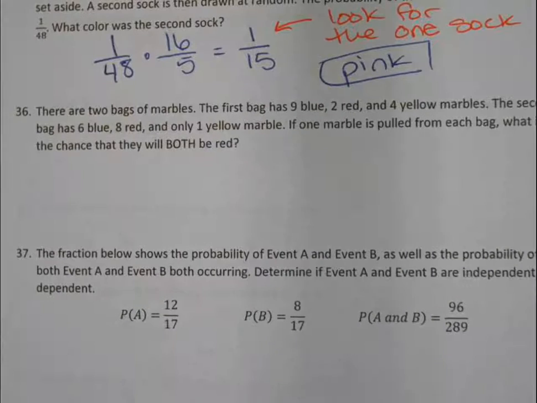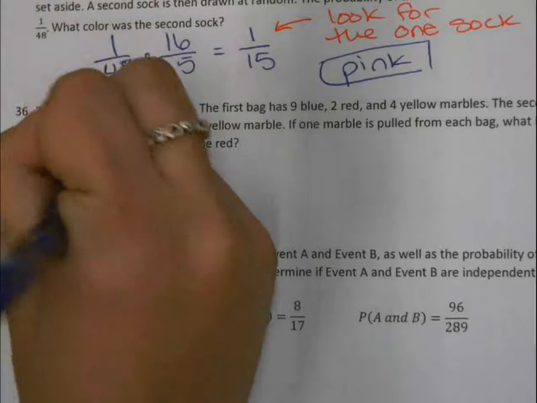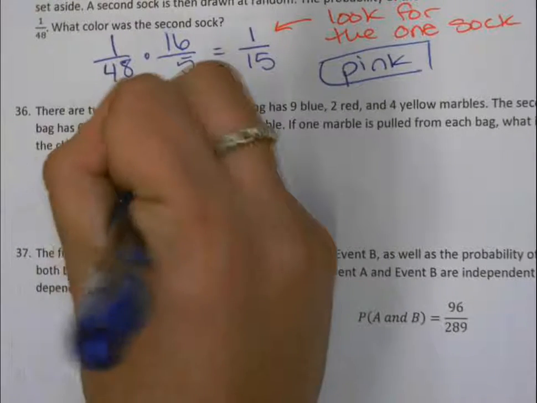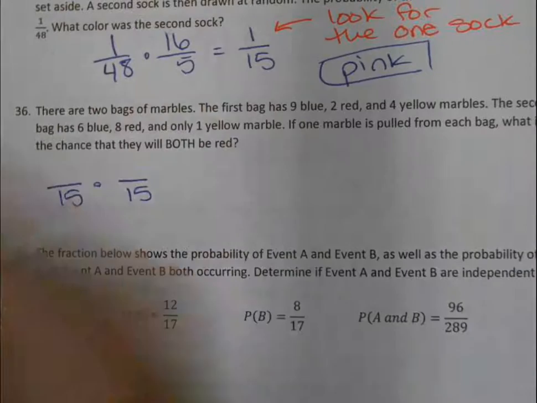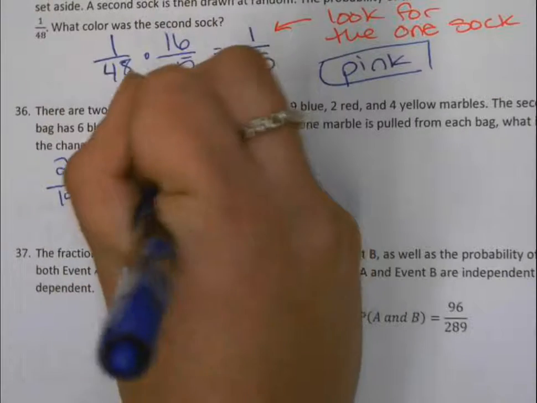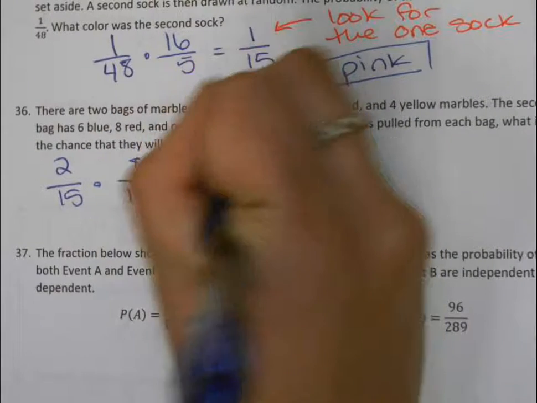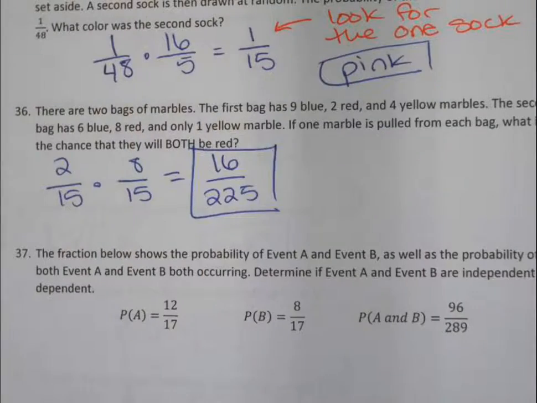Okay. 36 is talking about 2 bags of marbles. I have a total of 15 marbles in my first bag and a total of 15 marbles in my second bag. It wants me to pick red marbles out of both bags. How many red marbles did I have in the first bag? How many did I have in the second bag? 8. So I multiply straight across. 2 times 8 is 16. 15 times 15 is 225. That's my answer.